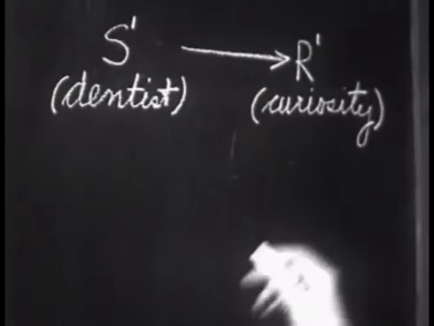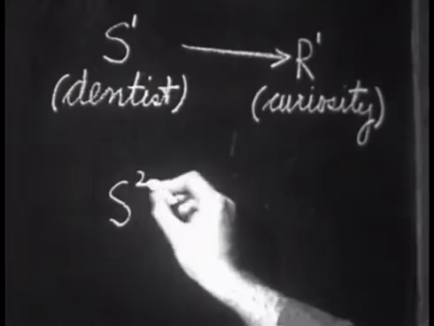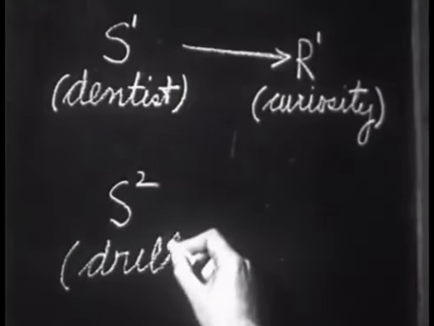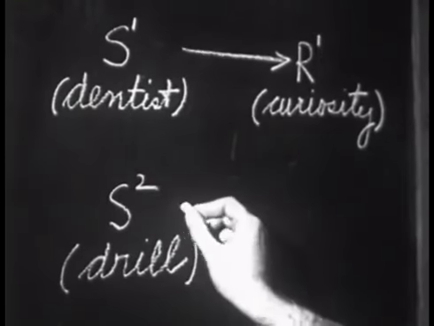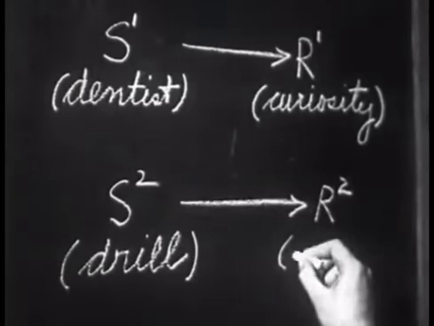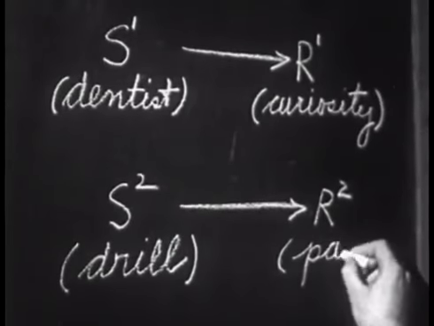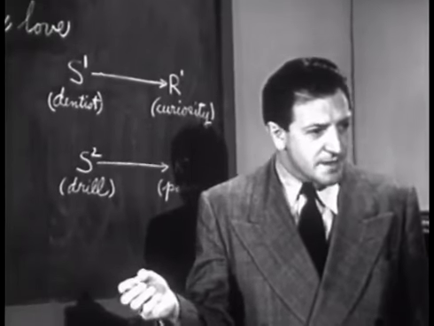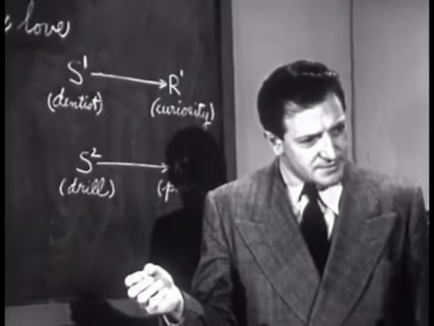But the dentist had to drill. That's stimulus 2. And in this case, that caused pain. Response number 2. The normal response to pain is a desire to get away, a type of fear response.